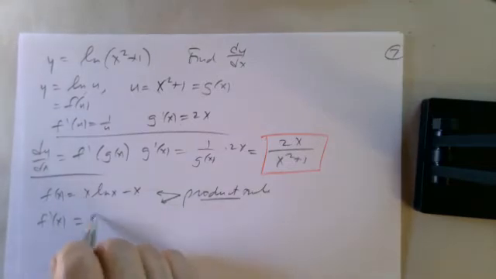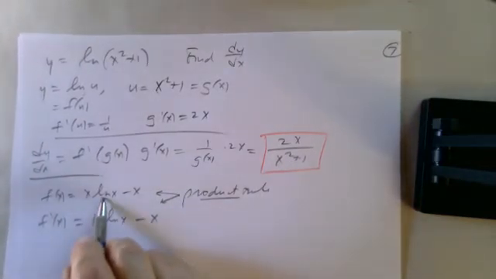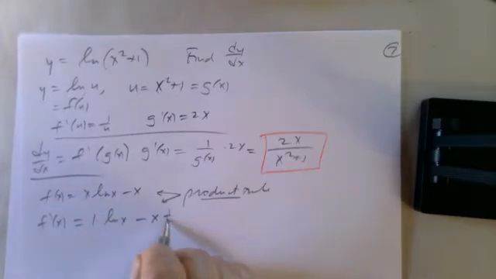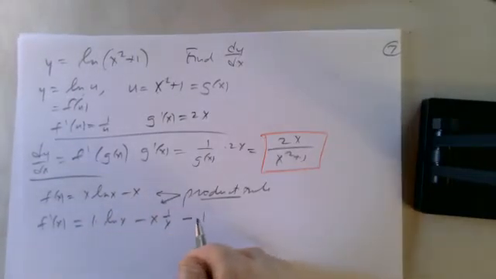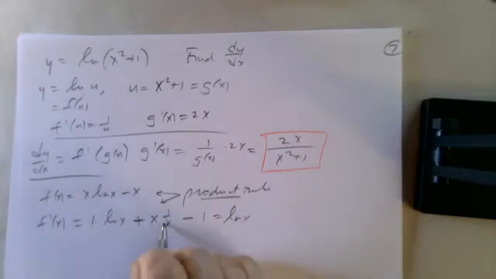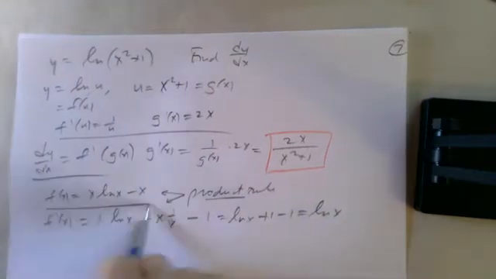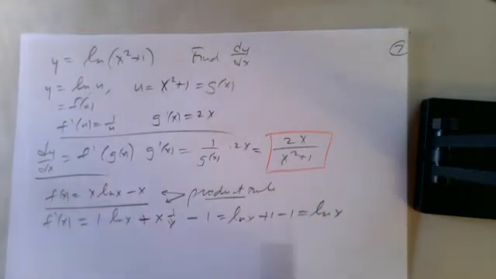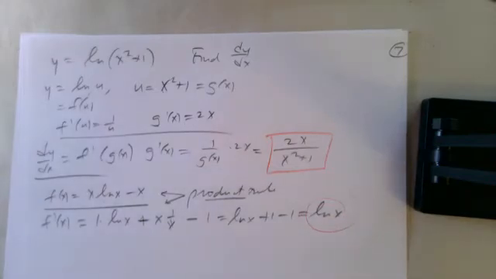The derivative of x is 1 times log x, plus x times the derivative of log x, which is 1 over x, minus the derivative of x, which is 1. So this is log x plus 1 minus 1. That's just log x. So for this function, when you differentiate it, you get log x.